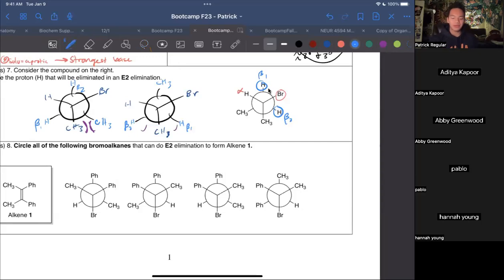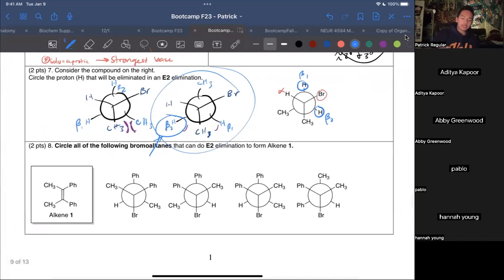So you have this beta hydrogen being more likely to pop off because there's least gauche strain. This configuration is most likely to exist. This is the most probable hydrogen to be popped off. Now let's look at this.